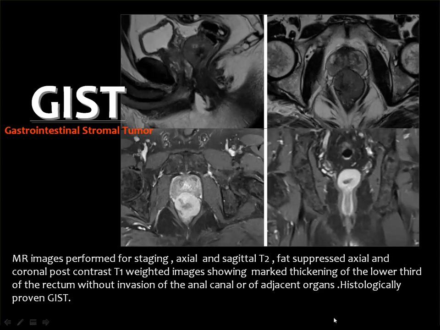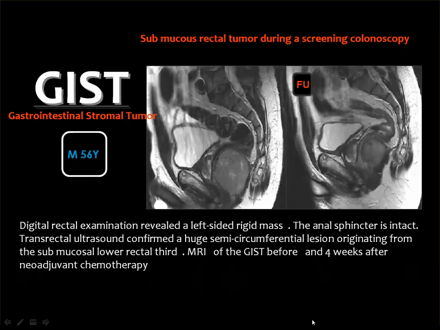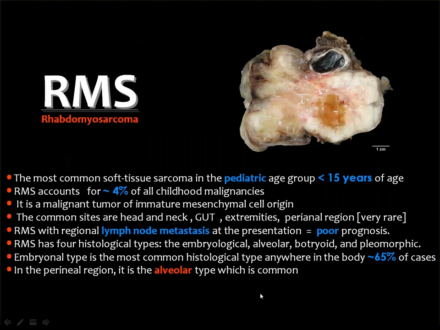And this is also another example of a bulboid lesion in the anal region, and you see the significant post-contrast enhancement. And this is a GIST tumor and a follow-up 4 weeks after chemotherapy, and you get significant regression or reduction in the size, which will help the surgeon and may provide some favorable outcome.